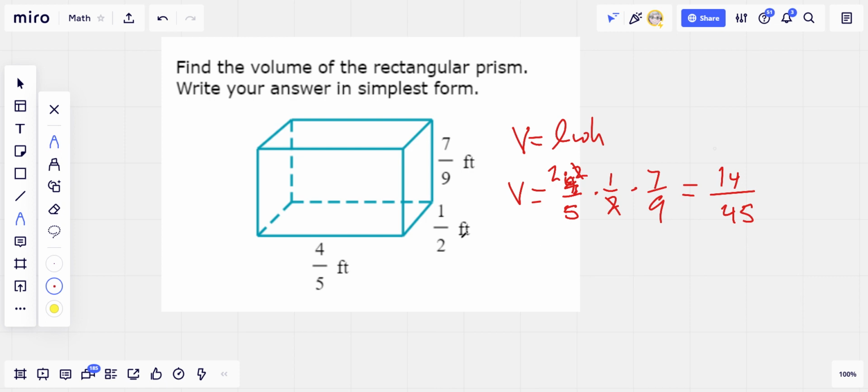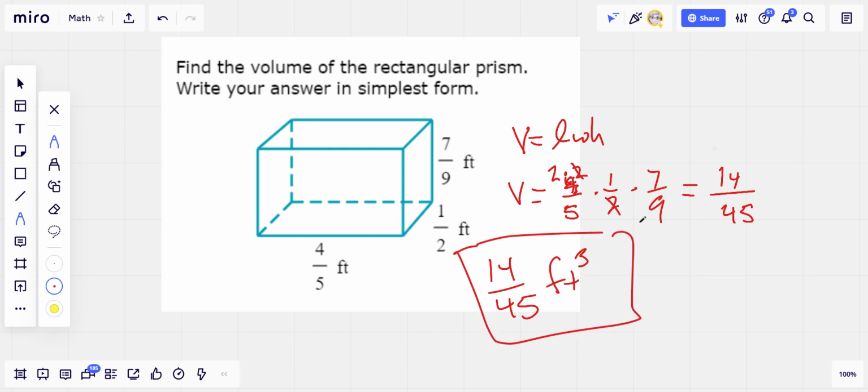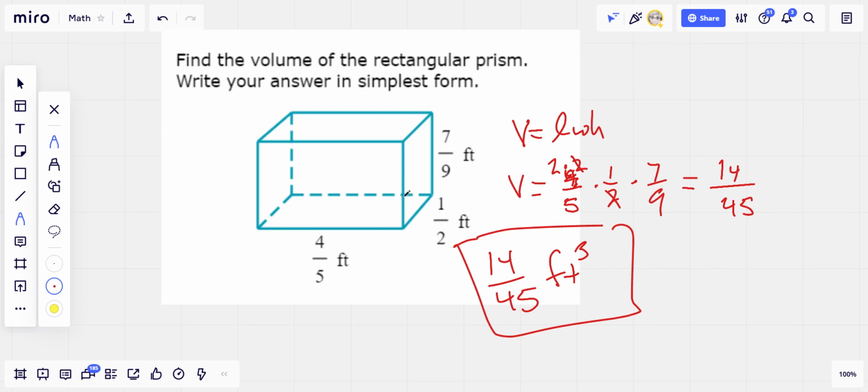The unit, of course, is going to be cubic. So this is 14/45 cubic feet. And that is the volume of that prism. Let's try one more of these.